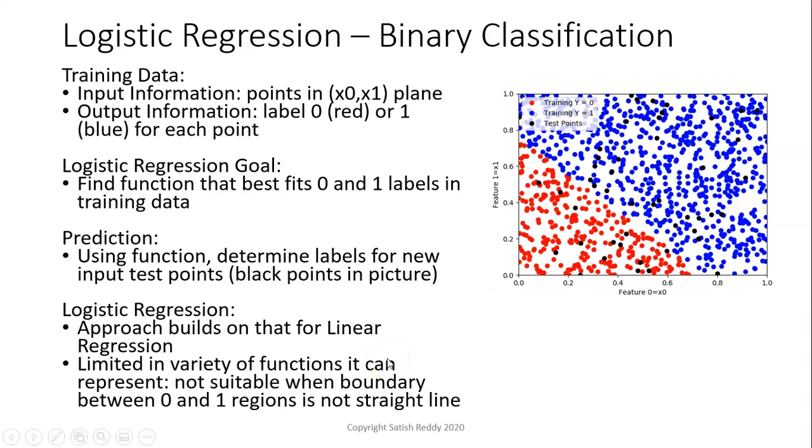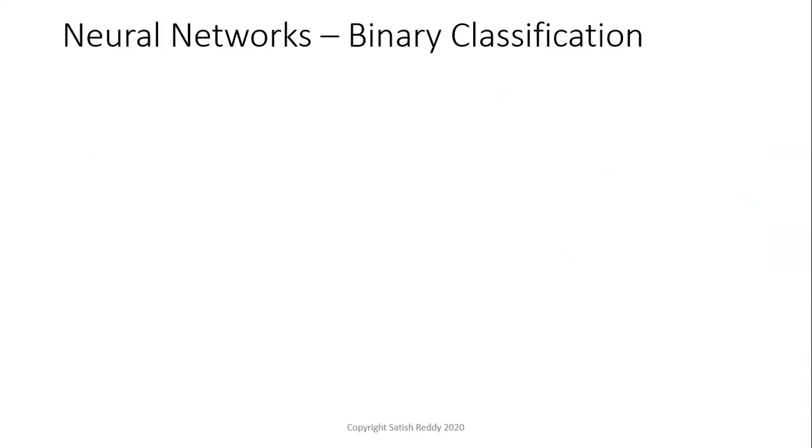So logistic regression, the approach builds on that for linear regression. However, logistic regression is limited in the variety of functions it can represent. Specifically, it's not suitable when the boundary between the 0 and 1 regions is not a straight line. Here it's a straight line, but if we have some other boundary, then logistic regression is not suitable. So then we move on to neural networks.